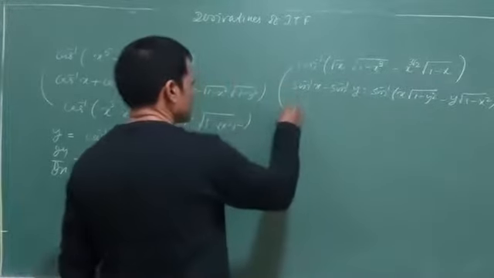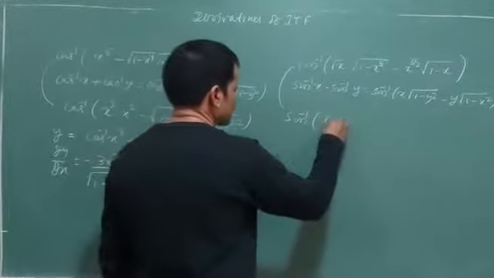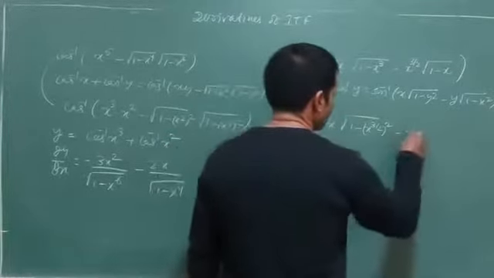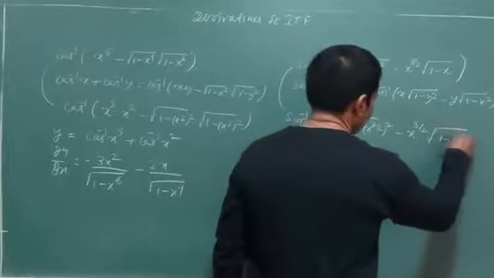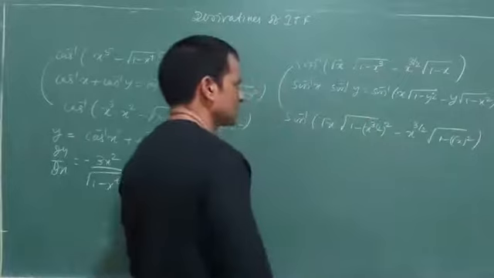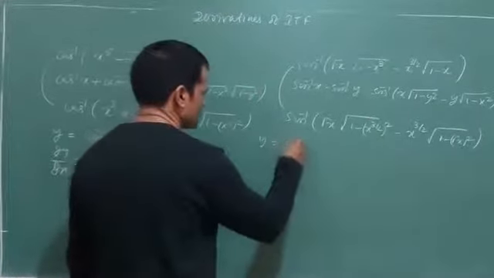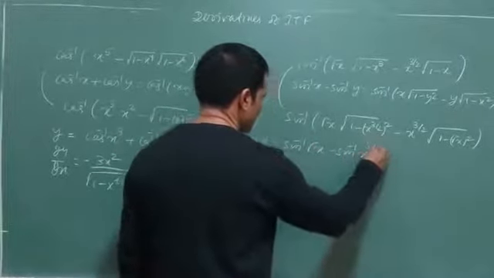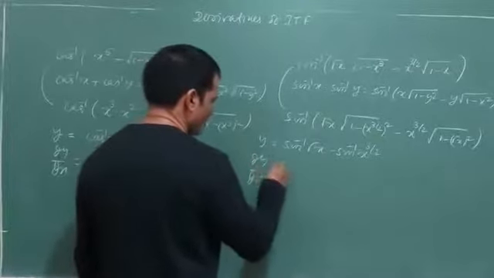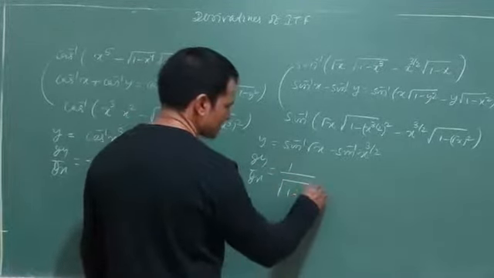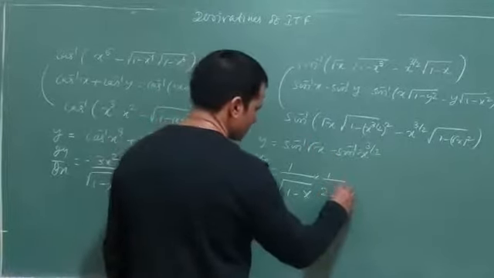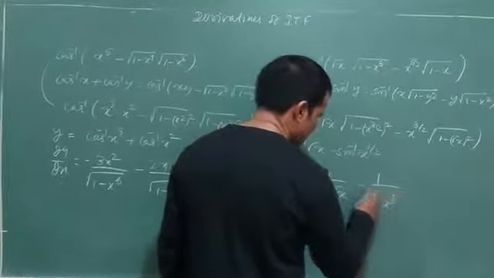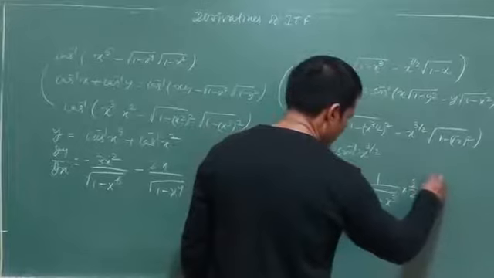Now I'll write this one as sin inverse of root x times root of 1 minus (x to the power 3 by 2) whole square, minus x to the power 3 by 2 times root of 1 minus (root x) whole square. Now you can see the pattern. The pattern is there. So y is equal to sin inverse root x minus sin inverse x to the power 3 by 2. dy by dx is 1 by root of 1 minus (root x) whole square into derivative of root x, 1 by root x, minus 1 by root of 1 minus (x to the power 3 by 2) whole square into 3 by 2 x to the power 3 by 2 minus 1.